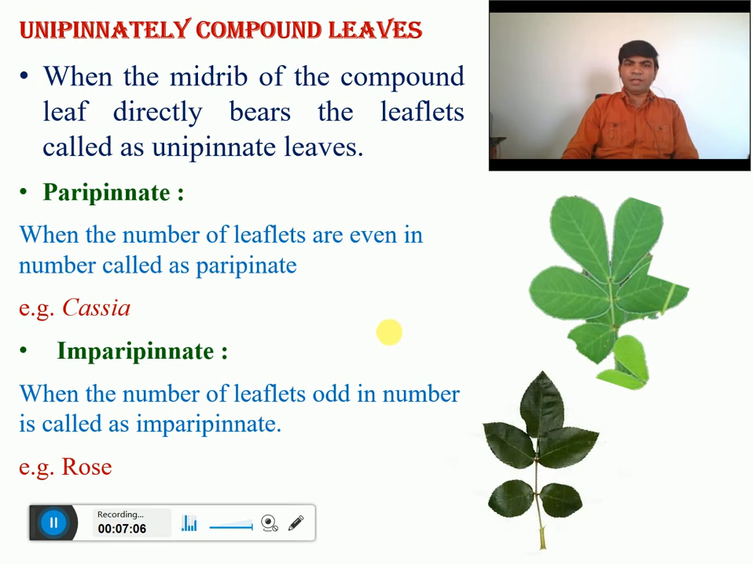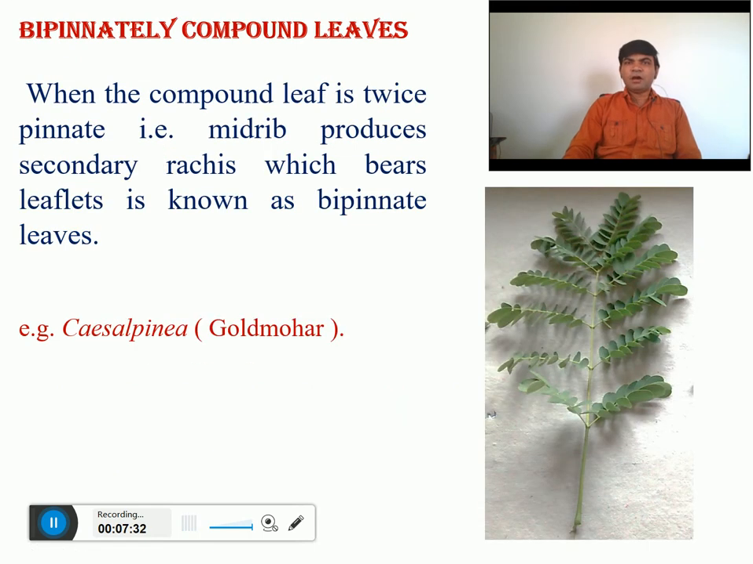Another type of unipinnate compound leaf is imparipinnate. When the number of leaflets is odd in number, it is called imparipinnate. Now here we can see in the rows there are 5 leaflets, 2, 2 and 1. So this is odd in number. The number of leaflets is odd. That's why this is called an imparipinnately compound leaf. So these are the unipinnately compound leaves.